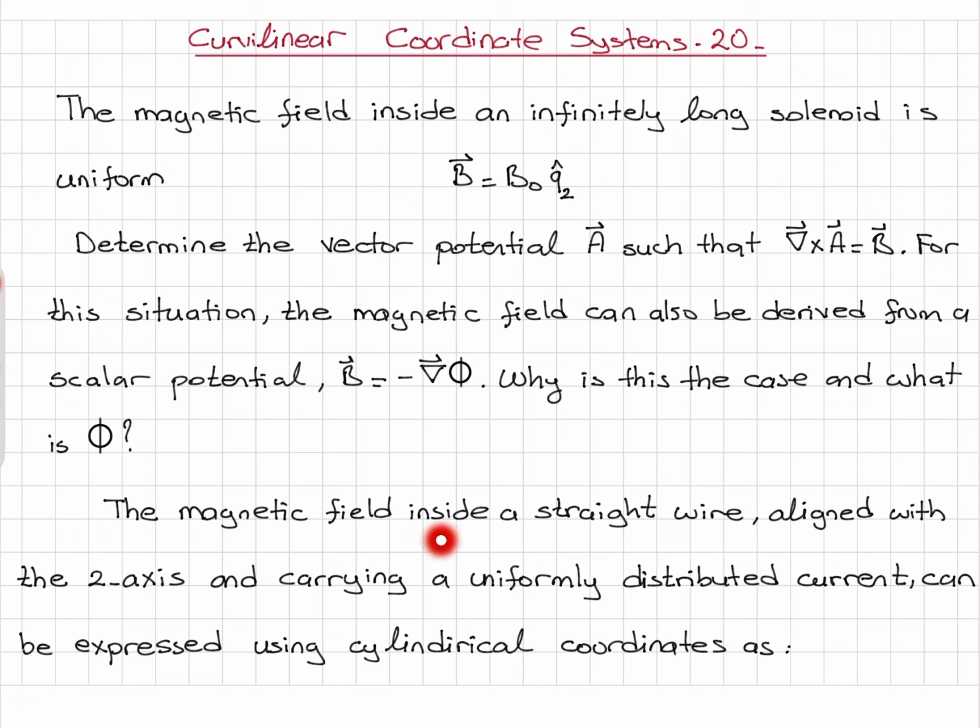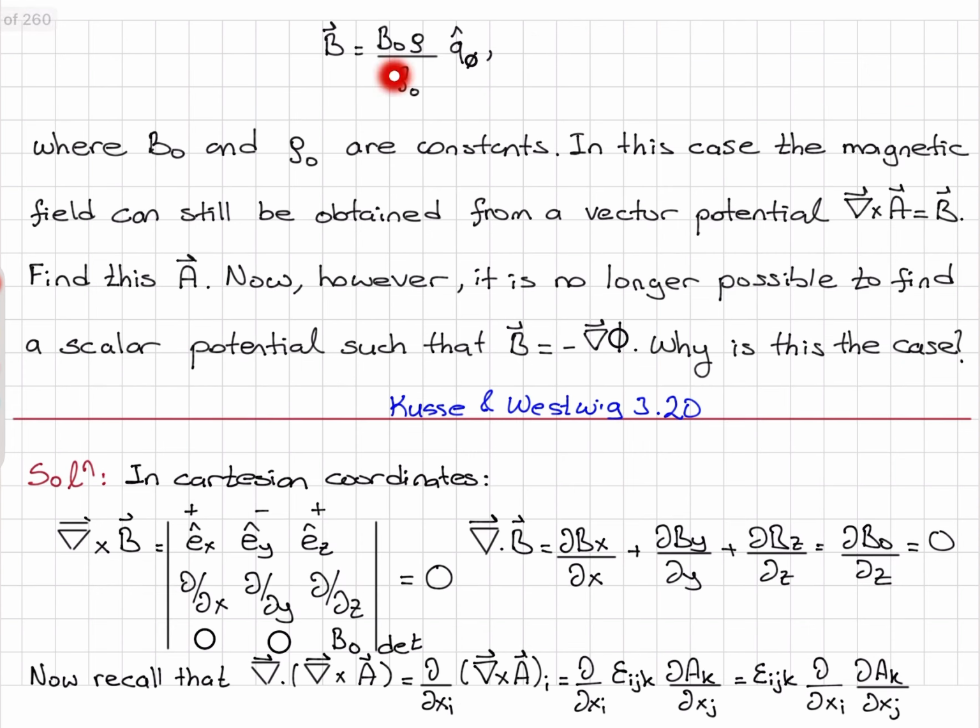And the magnetic field inside a straight wire aligned with the z-axis and carrying a uniformly distributed current can be expressed using cylindrical coordinates as B0 rho over rho0 in the phi hat direction, where B0 and rho0 are constants. In this case, the magnetic field can still be obtained from a vector potential, B is equal to curl A. Find this vector potential A. Now, however, it is no longer possible to find a scalar potential such that B is equal to minus gradient phi. Why is this the case?